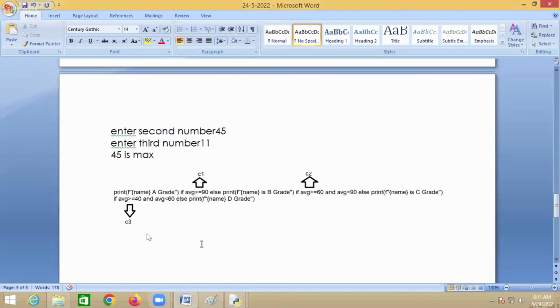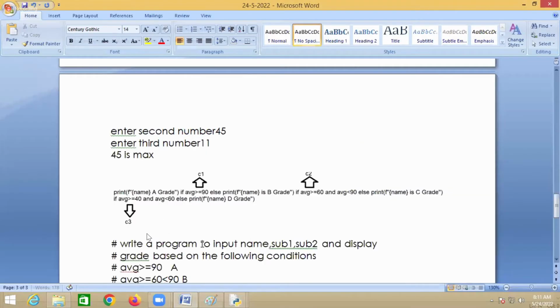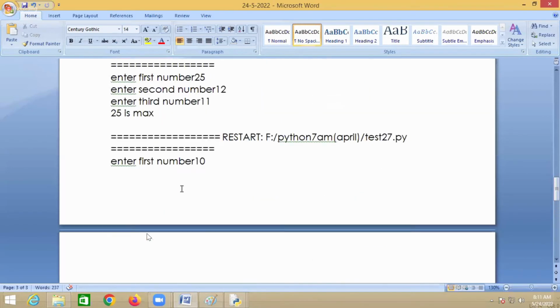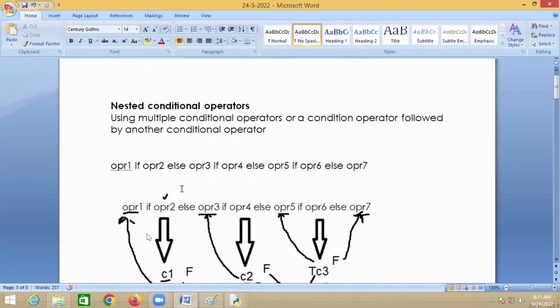How many statements can I execute? Only one statement, based on the condition, but I cannot execute multiple statements. Right? This is how you are trying to do it.